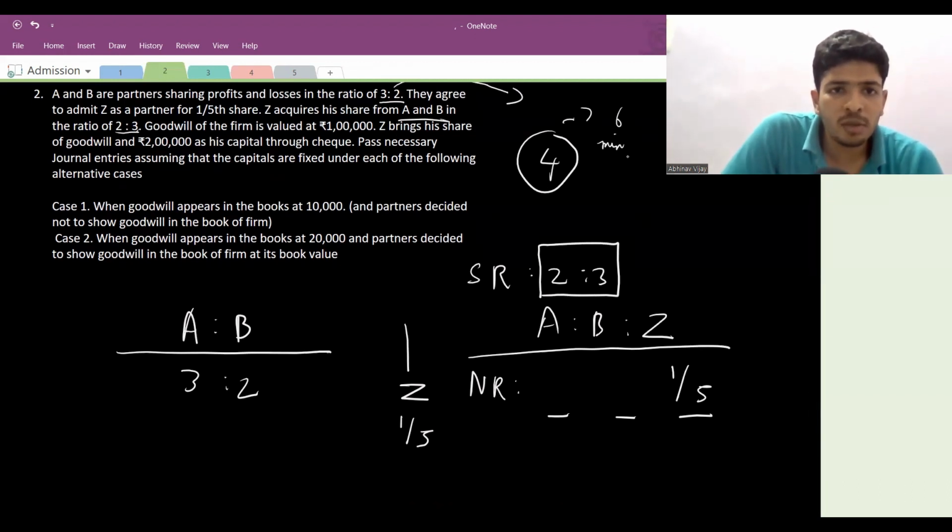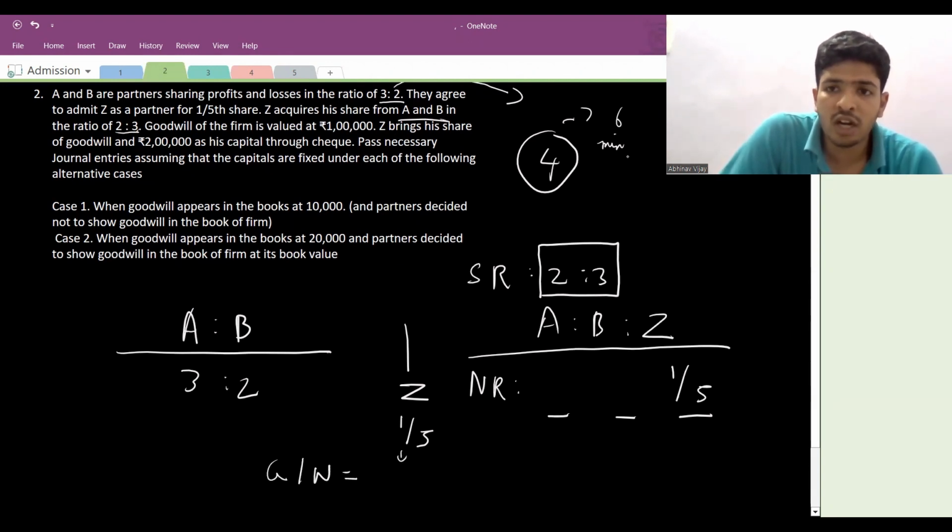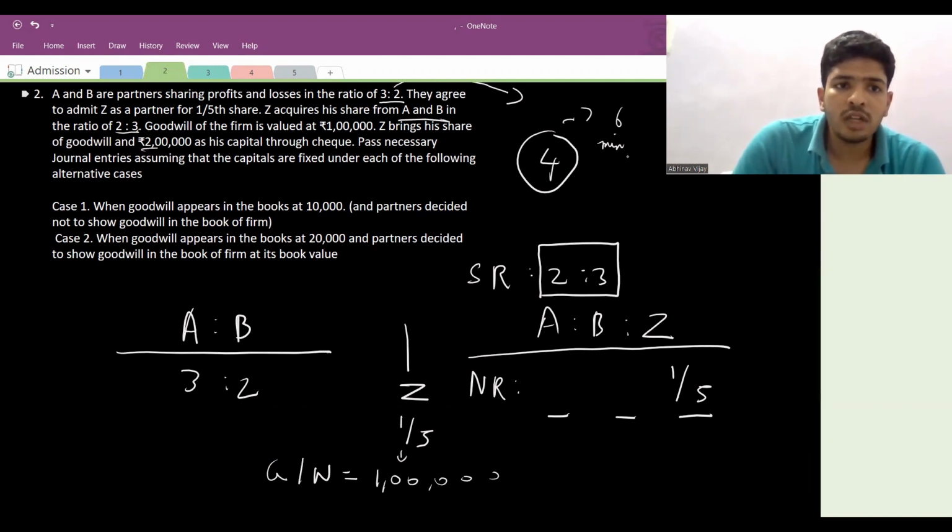Here I say goodwill of the firm is valued at 1 lakh. So as on the date Z was admitted, the self-generated goodwill of the firm is 1 lakh. We have discussed this many times. And then they say Z brings a share of goodwill and 2 lakh as his capital through check.